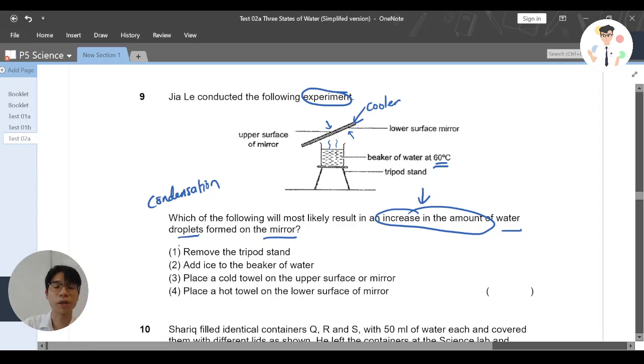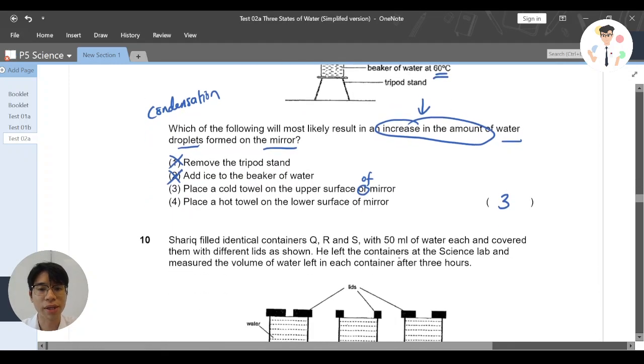So in this case, let's look at option one, remove the tripod stand. Seems like it doesn't work well. Add ice to the beaker of water. Now, I told you it needs to be hotter, right? So adding ice doesn't help. Place a cold towel on the upper surface of the mirror, means that you put a cold towel here. Does it help? Yes, because it makes it cooler. The whole thing will be cooler, and when it's cooler, more water will form. So option number 3. Sorry for my mistake, and let's move on to question number 10.